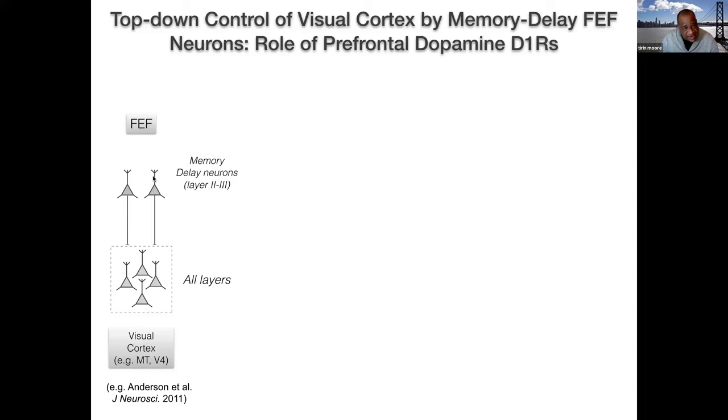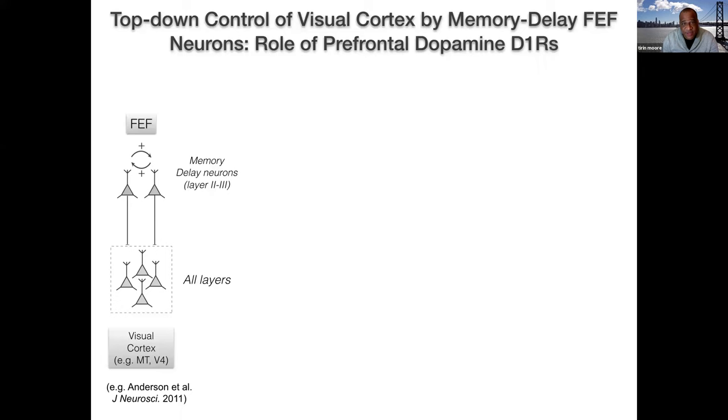It's been shown that they're presynaptic predominantly to pyramidal neurons in all layers. Their synapses tend to occur at the apical dendrites of pyramidal cells throughout layers. But in addition, I'm going to say a bit about what we know about this circuit. So we know that these neurons tend to be memory delay cells. They're layer 2-3 cells. They synapse largely on pyramidal cells in the visual cortex.